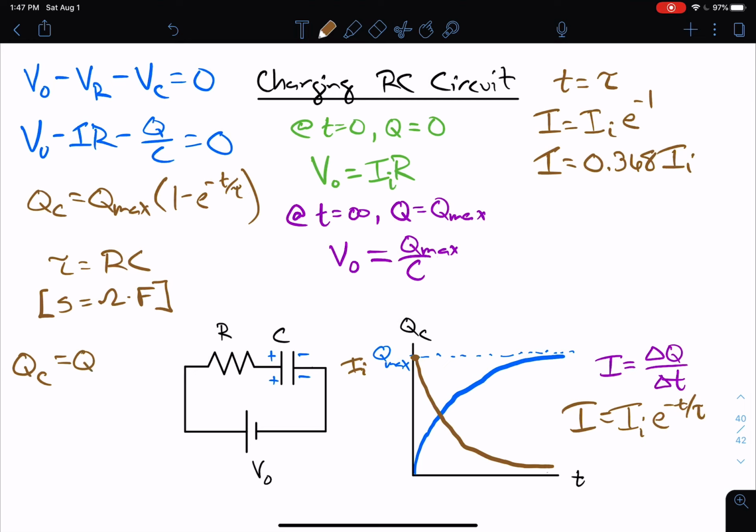If you go through and do this with the formula for the charge, what you get is Q sub c equals Q max times 1 minus e to the negative 1. And so Q sub c is approximately equal to 0.632 Q max.